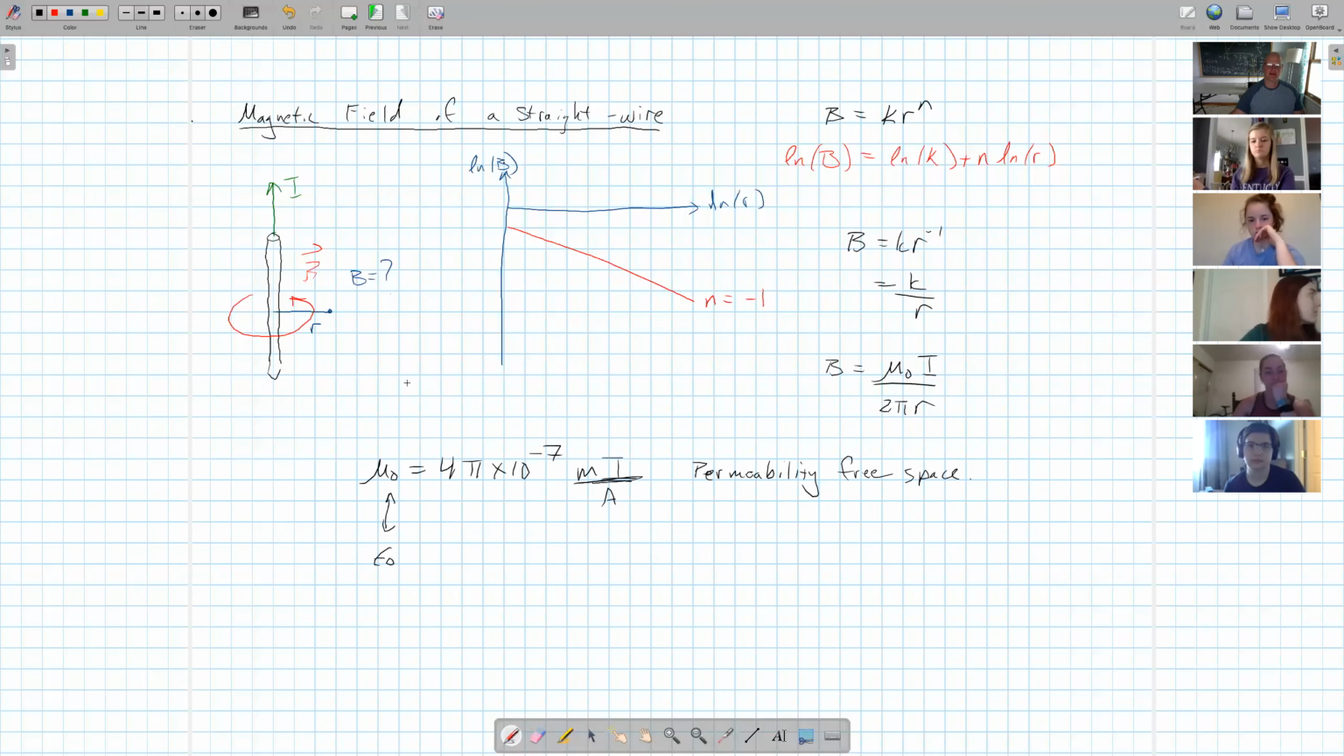So this is the magnetic field of a straight wire. For a straight wire, this is μ0 times the current divided by 2 pi times R, where R is the distance from the center of the wire to whatever location we're looking at, say point P.